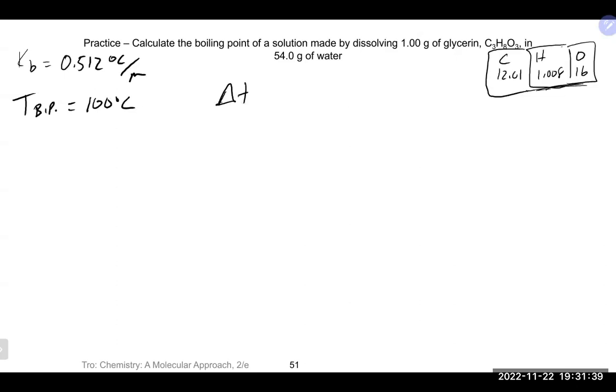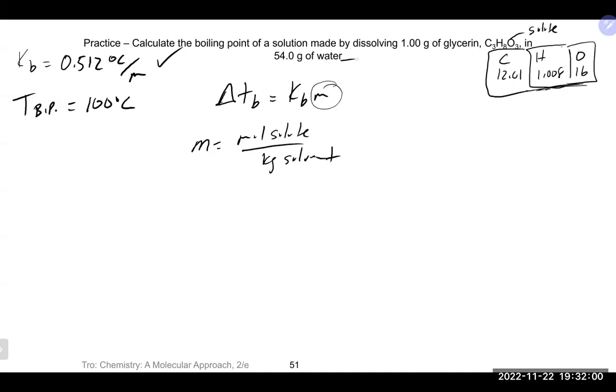Again, we'll employ our formula here. In this case, we looked up our boiling point constant. They did not give us the molality, so we want to calculate it. So the molality will be our moles of solute over kilograms of solvent. In this case, the glycerin is our solute, and the water is our solvent.